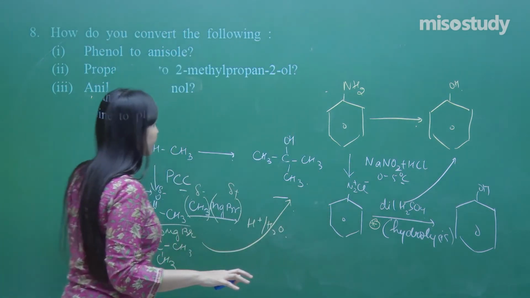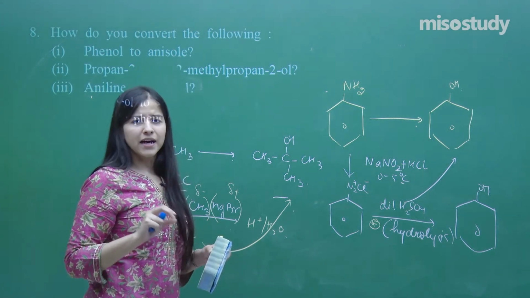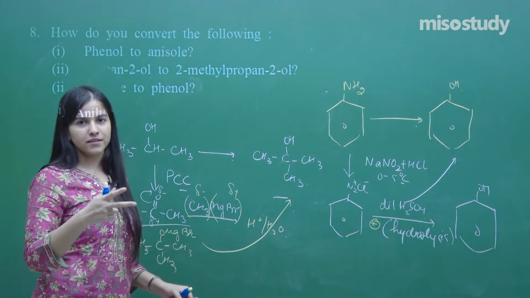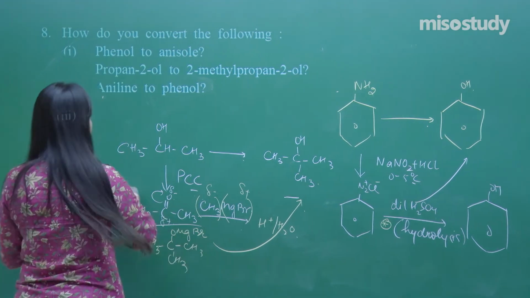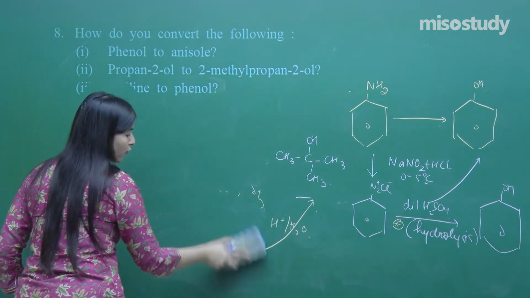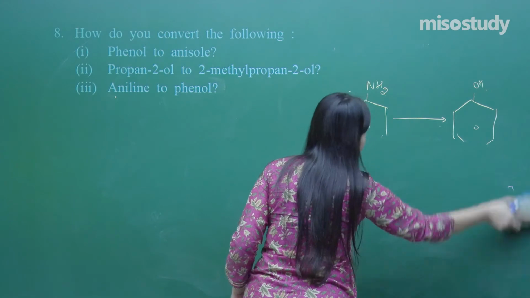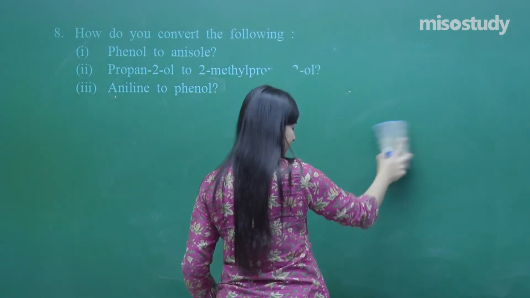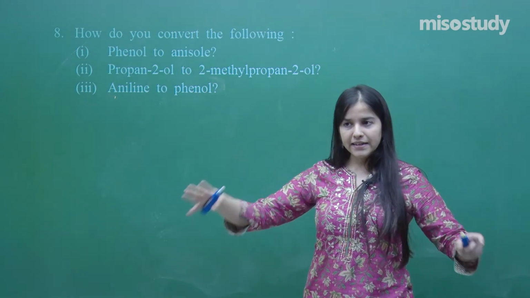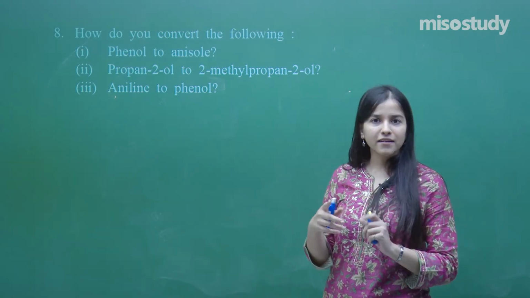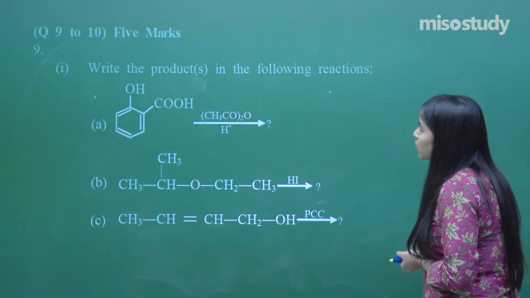So I hope each and every conversion is clear to you. These are typical ones and yes, a little confusing, but once it clicks in your mind, it will be very easy, right? For these conversions, you should have all the reactions which we have done in the chapter on your tips. In fact, not only these reactions, but somewhat related to other chapters as well. The entire organic chemistry is actually interrelated, right? So 8th question done. Let's move on to 9th.